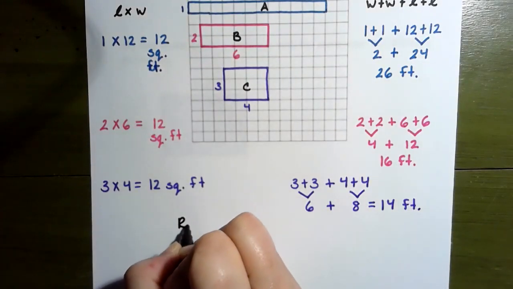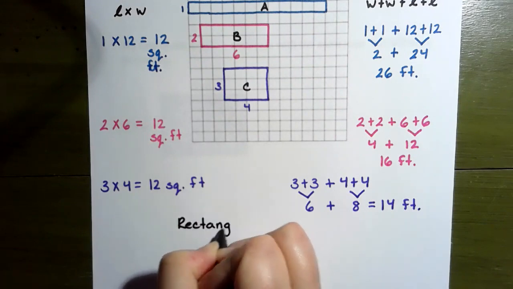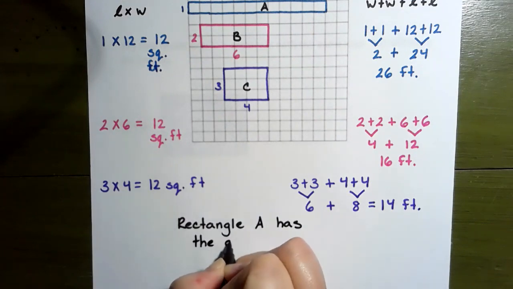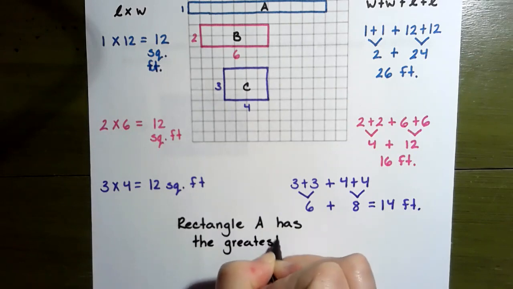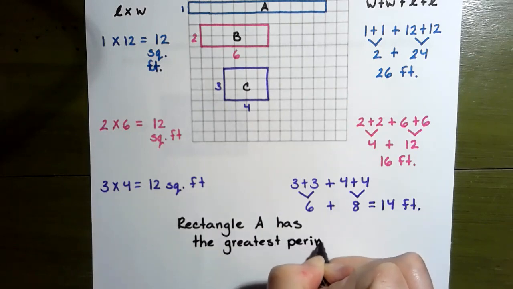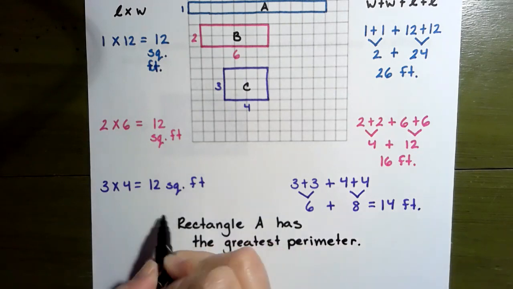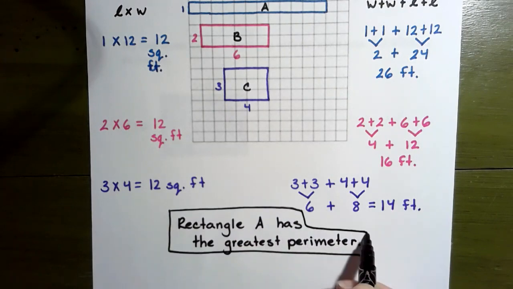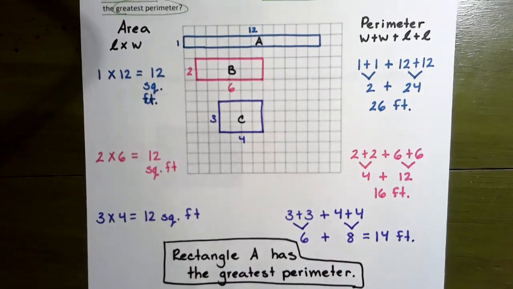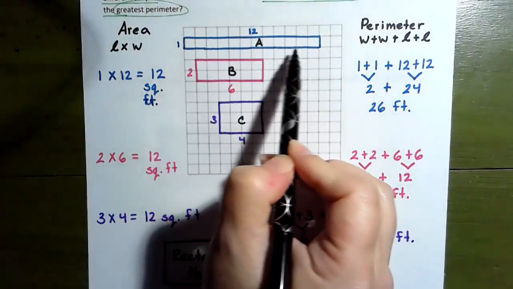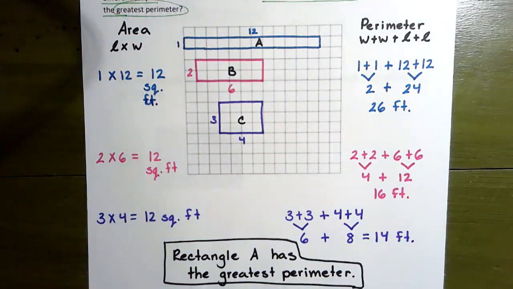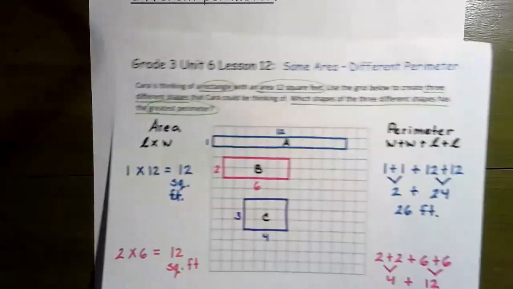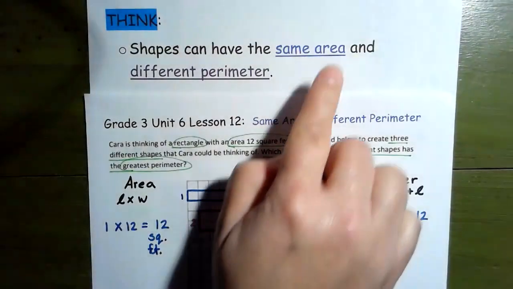So, rectangle A has the greatest perimeter. We can also see that rectangle A is the longest rectangle. So we might think that it has the longest total distance around the shape. So today, we just learned that shapes can have the same area and different perimeter.